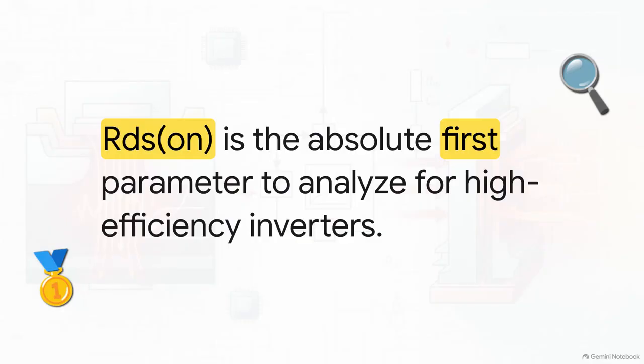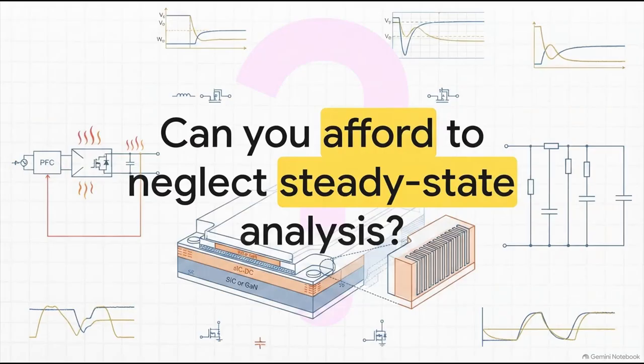Which leads us directly to an ironclad law of power engineering. Because conduction loss completely dominates the steady state, and because those losses increase quadratically with current, RDS(on) is the absolute first parameter a designer must analyze when engineering high-efficiency inverters and power supplies. It completely dictates your thermal management. It dictates your power density. If you get the RDS(on) wrong in the steady state, your design is fundamentally compromised before you even introduce the complexities of dynamic switching.